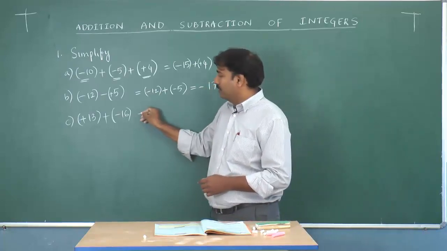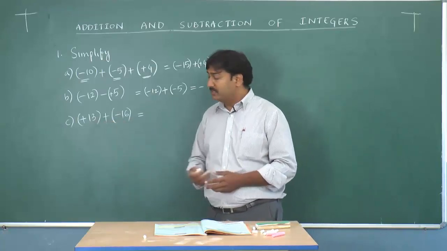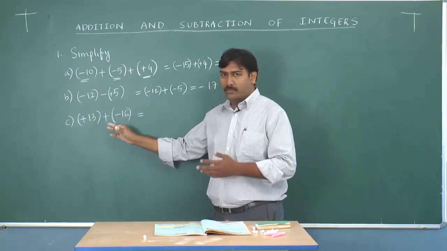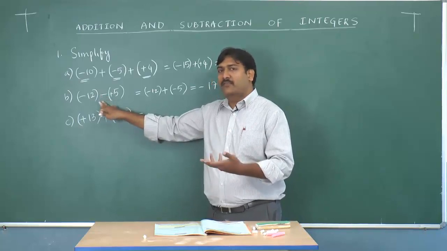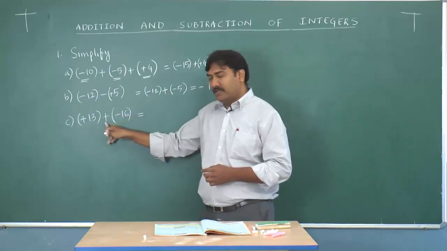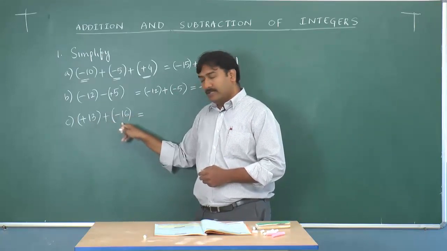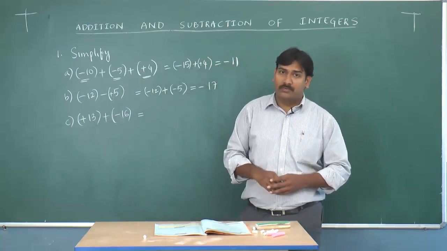And coming to the third one, this is the addition of two integers. Check carefully: if it's addition, it is not a problem. If it is not addition, transform it into addition first, then proceed with the rules. Here it is already an addition of two integers. So I'll check the integers: do they have the same signs or opposite signs?